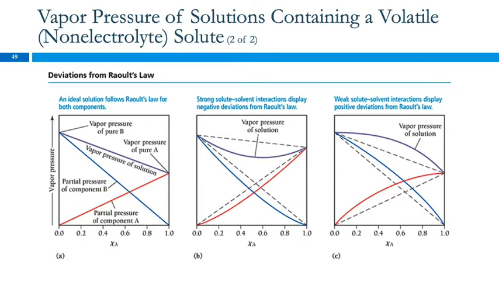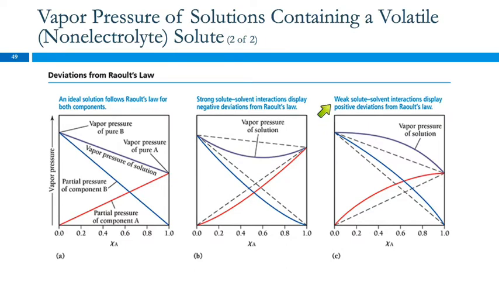If we have very strong interactions between the solute and the solvent, they really like each other. They're really happy about being in this solution together. That causes the vapor pressure to be lower than predicted by the equations. So A and B here are sort of clinging to each other, and that causes the rate of evaporation to be lower, and so the pressures are lower. So we see the vapor pressure for each component is lower, and the total vapor pressure is also lower.